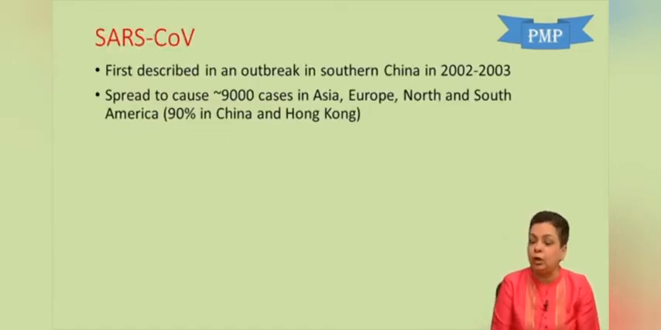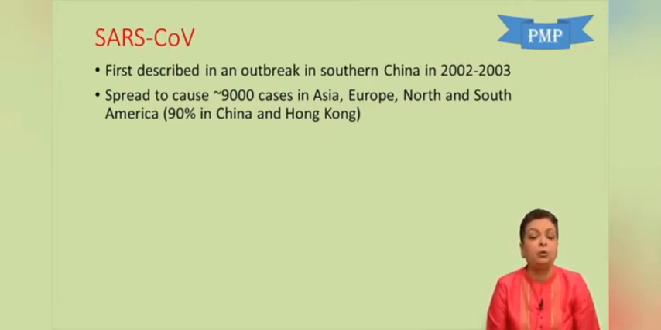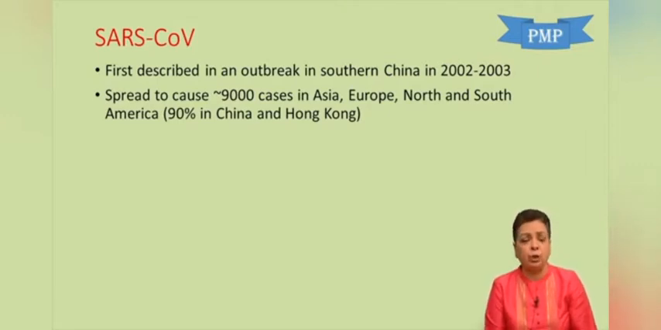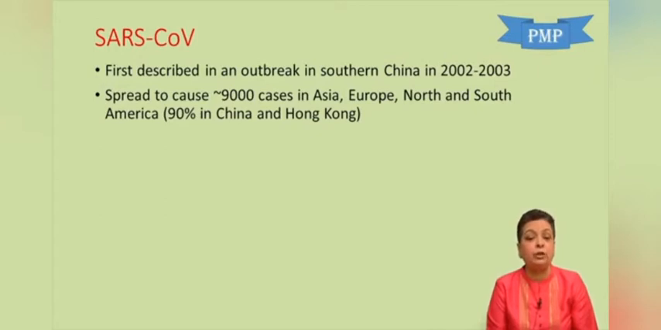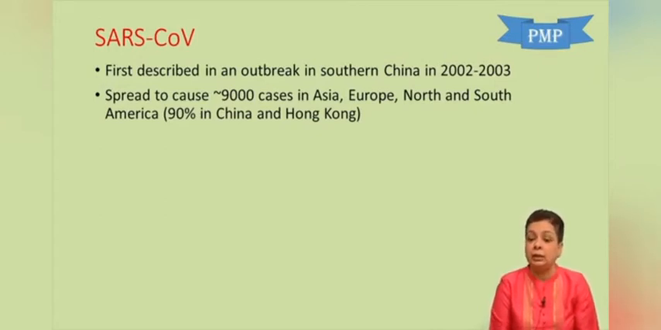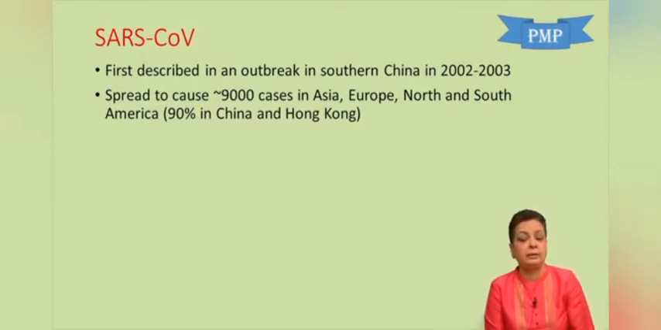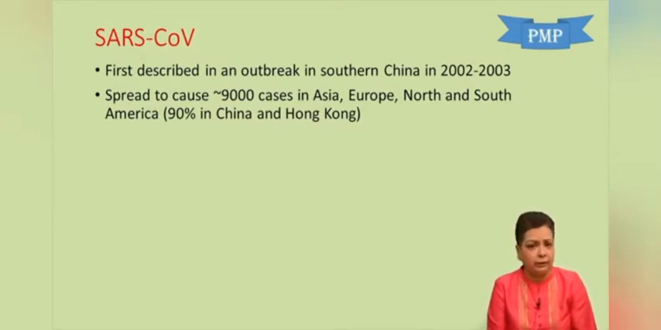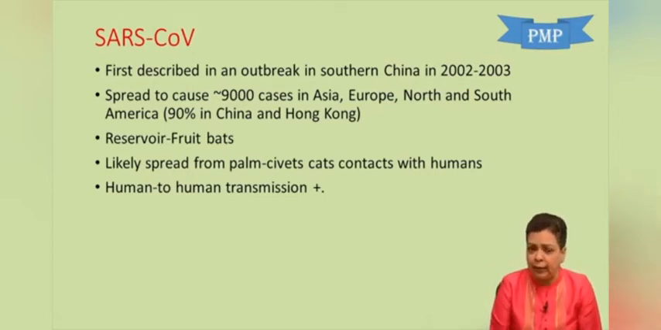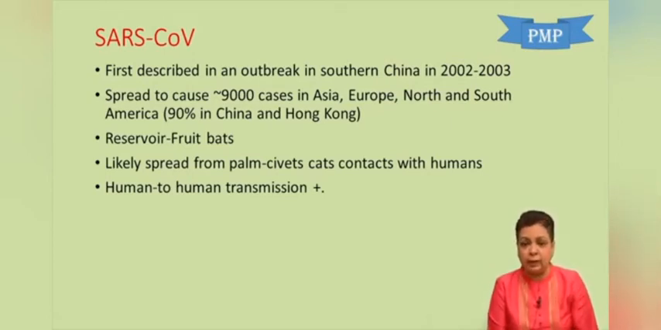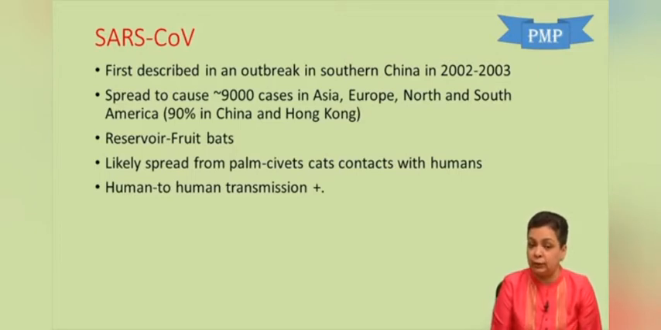Coming to special coronaviruses, SARS and MERS. SARS coronavirus was first described in an outbreak in southern China in 2002 to 2003. This SARS virus spread to cause more than 9,000 cases over several countries in the world, in Asia, North America, South America and Europe. But more than 90% of these cases were reported from China and Hong Kong. There were almost 800 mortalities in this outbreak in 2002 to 2003.